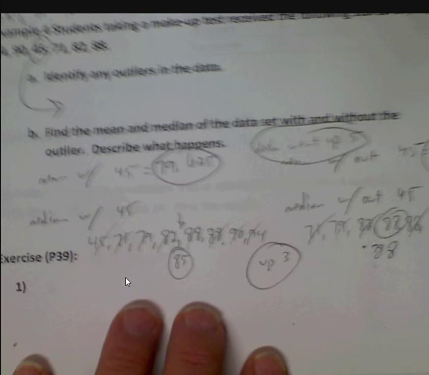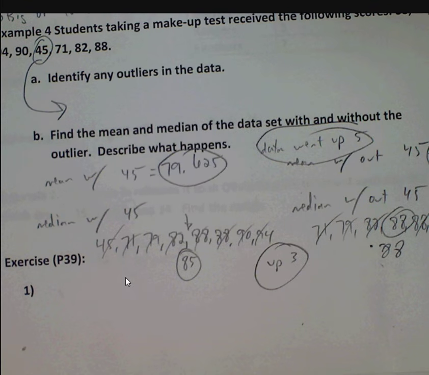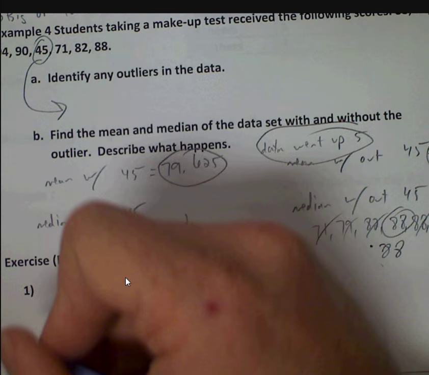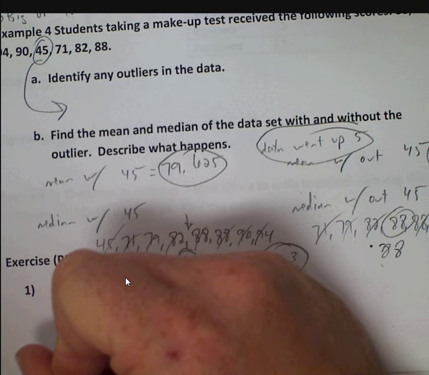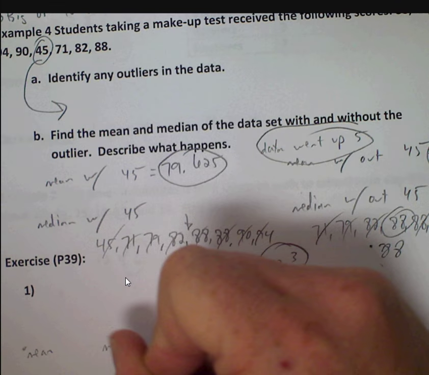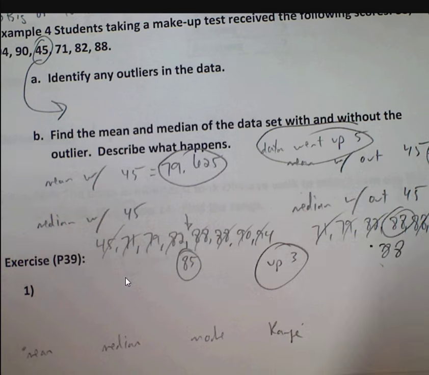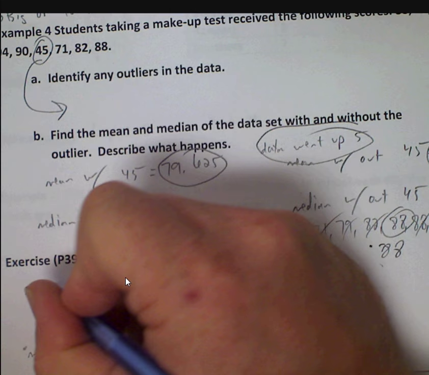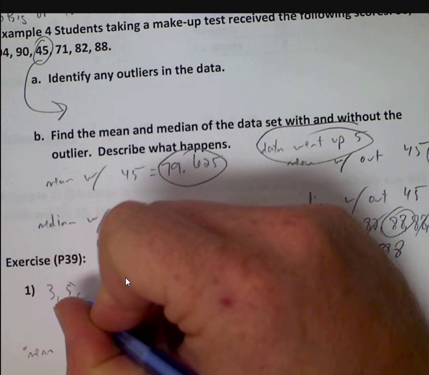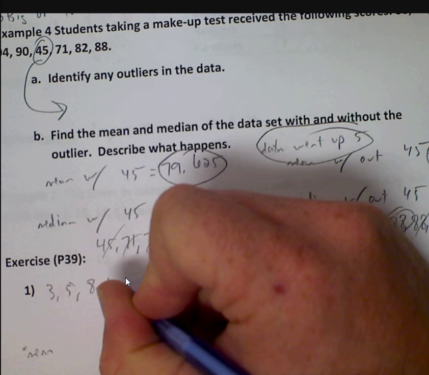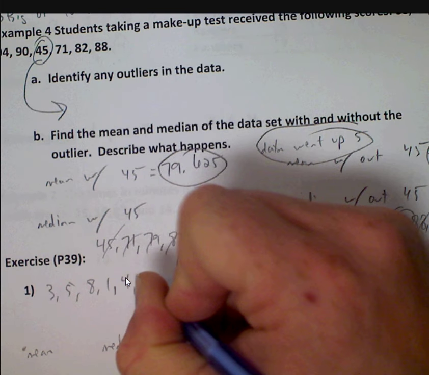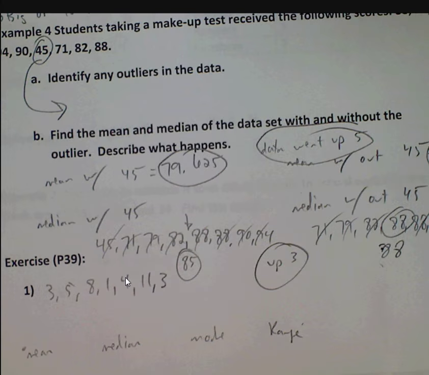Now let's go ahead and try exercise P39. On P39, it says find the mean, median, mode, and range. So we're going to find the mean, median, mode, range of the data set 3, 5, 8, 1, 4, 11, 3. Pause the video and find these.